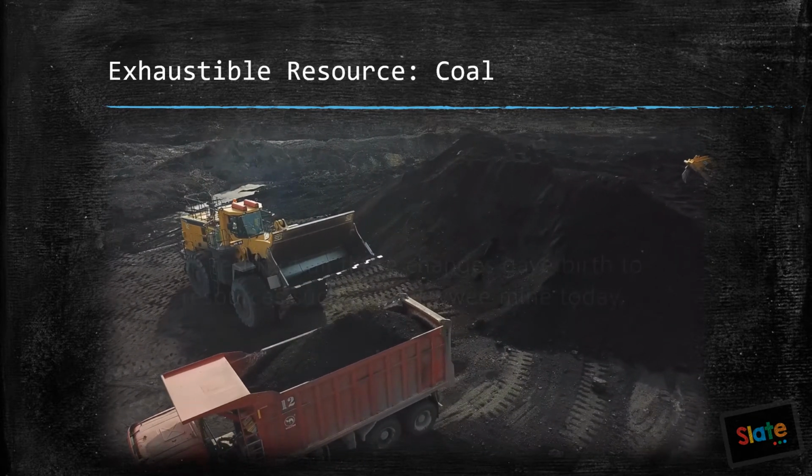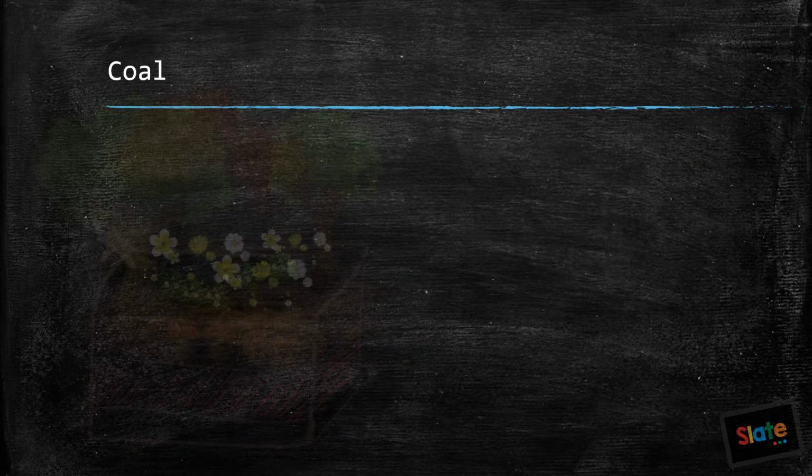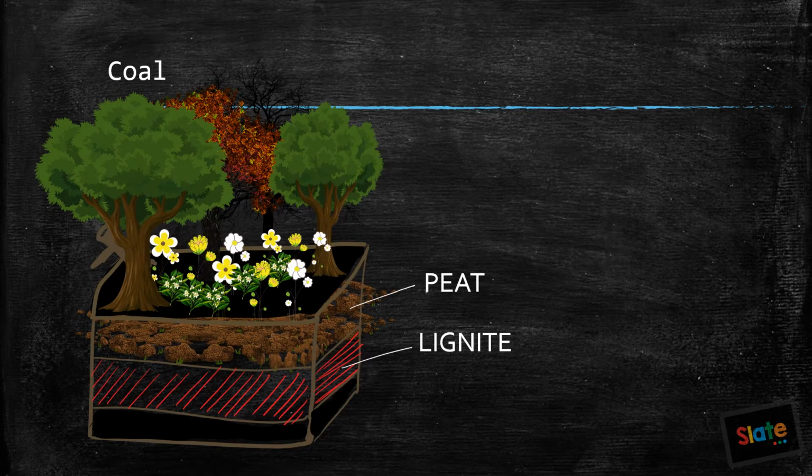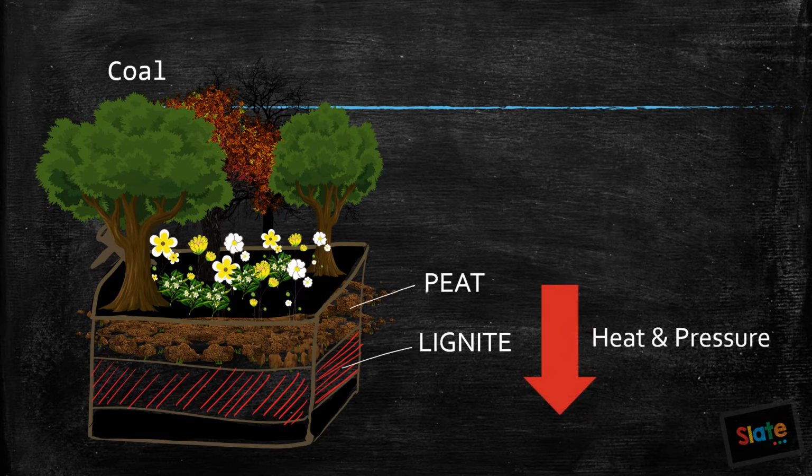The result of all these changes gave birth to resources, such as coal. Humus decomposed into peat. And with time natural changes occurred and buried them, layer under layer, until they were subjected to enough heat and pressure, forming coal, gas or oil.